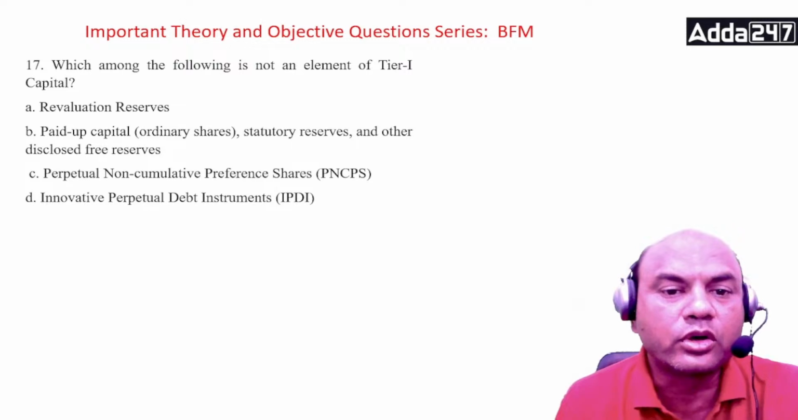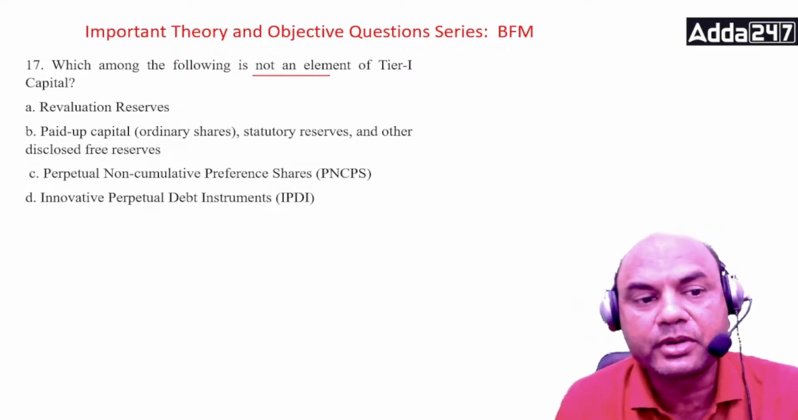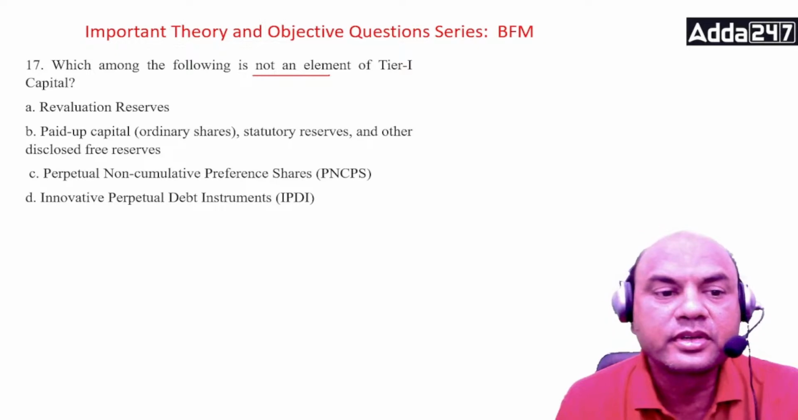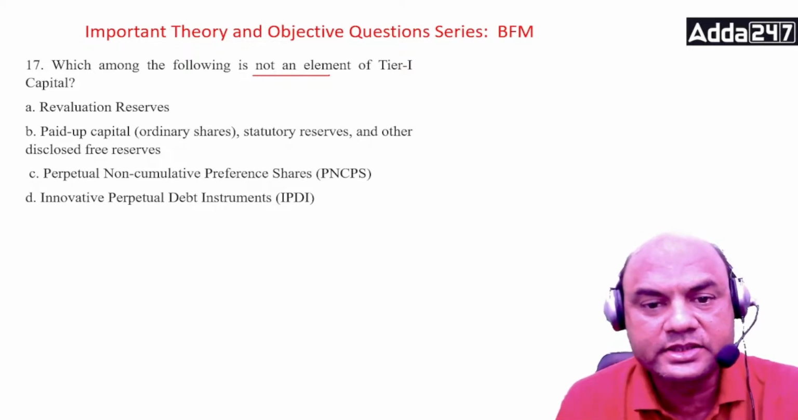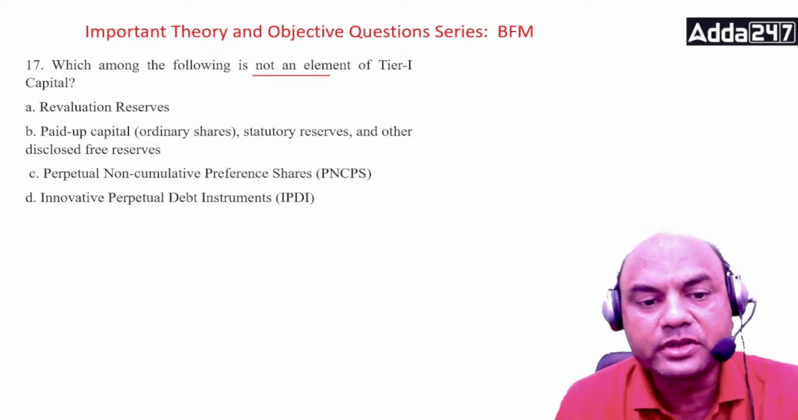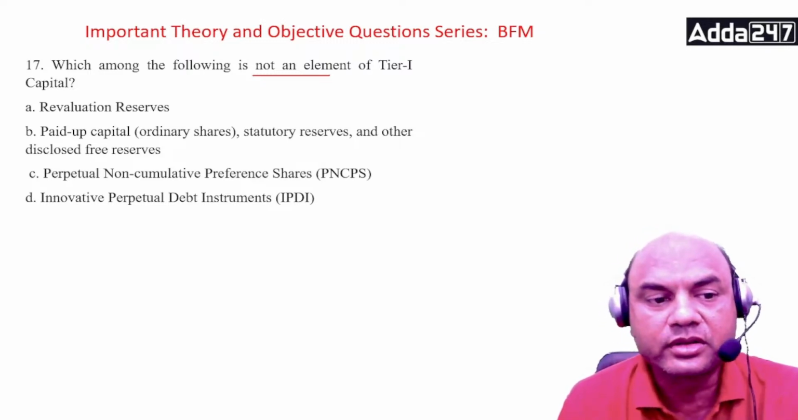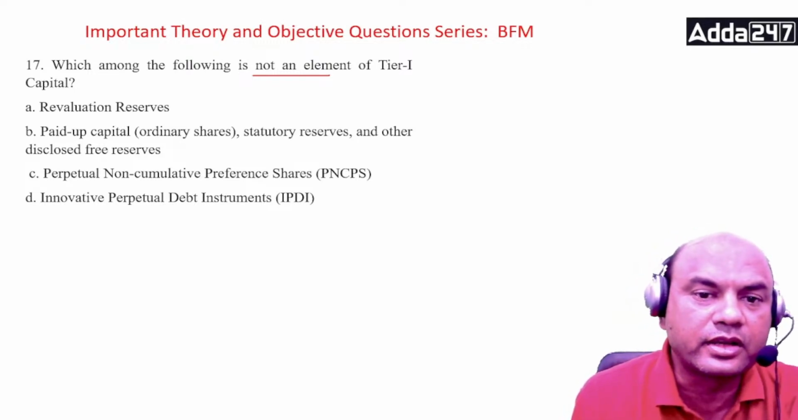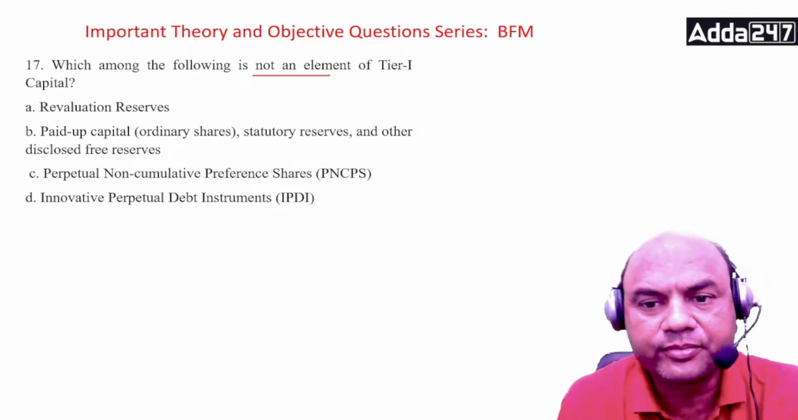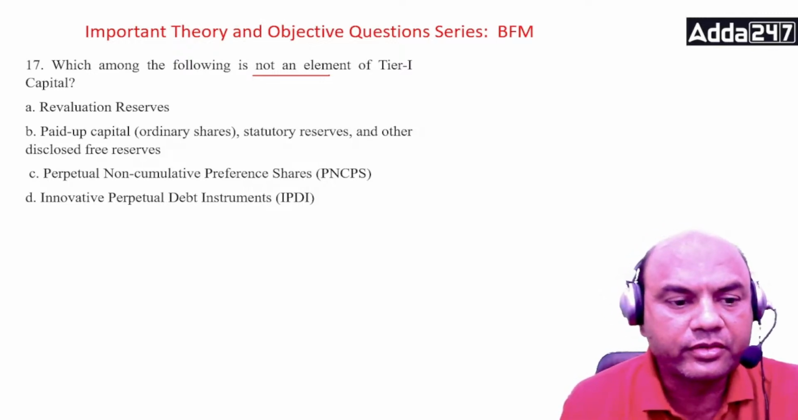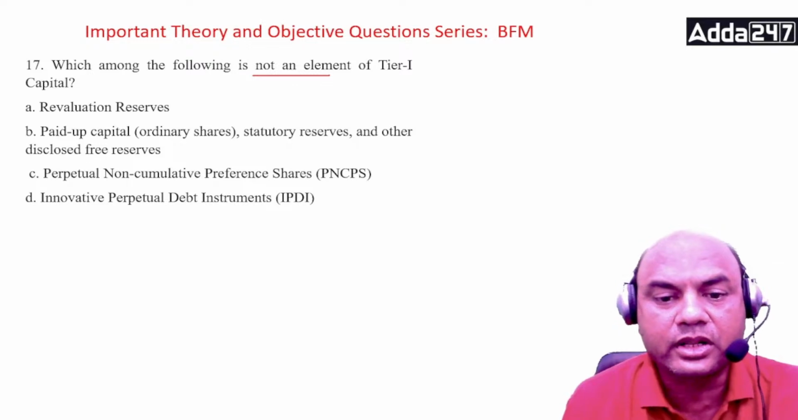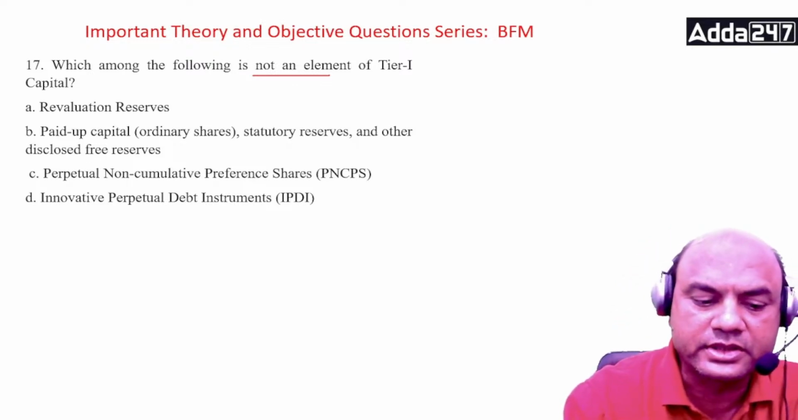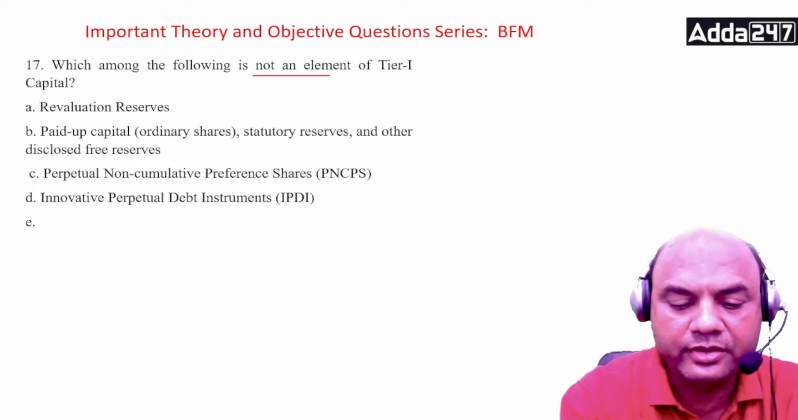Which among the following is not an element of tier 1 capital? Not, remember, not an element. Revaluation reserve, paid up capital, statutory reserves, other disclosed reserves, perpetual non-cumulative preference shares, innovative perpetual debt instruments. Which of them is not? And E, I think, should be none of the above, or all of the above are the elements. Let me write it. By the time you think which of them is not part of tier 1.